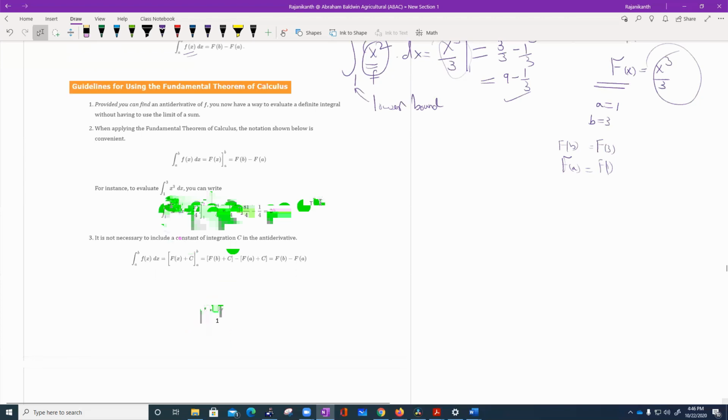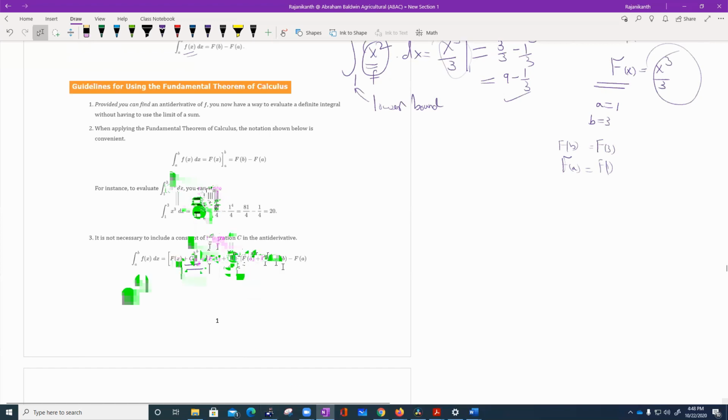When you have bounds in the problem, we call that a definite integral. But for definite integrals, you don't need to put the arbitrary constant. This arbitrary constant we add only for the indefinite integral. If you do not see any numbers here and there, then put the arbitrary constant. If you see the bounds, you don't need to put the arbitrary constant. That is why I'm simply using the function itself without C. That's what they mean here: it is not necessary to include the constant of integration C in the antiderivative. Does that make sense?